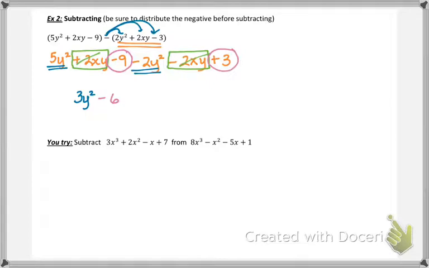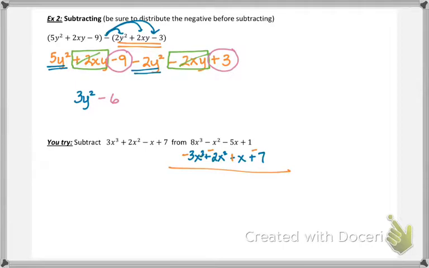So 8x cubed minus x squared minus 5x plus 1, I'm going to subtract away the 3x cubed plus 2x squared minus x plus 7, and I'm subtracting all of these. So I'm going to distribute that negative through. I'm going to subtract the 3x cubed, I'm going to subtract the 2x squared, I'm going to subtract negative x, which turns it positive, and I'm going to subtract 7. So from there, I've got, this should be a cubed, sorry.